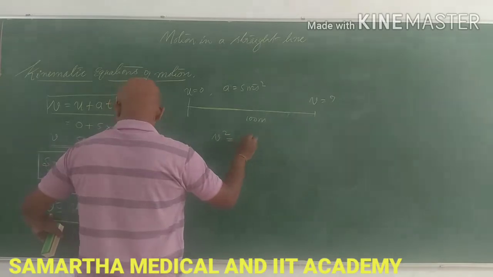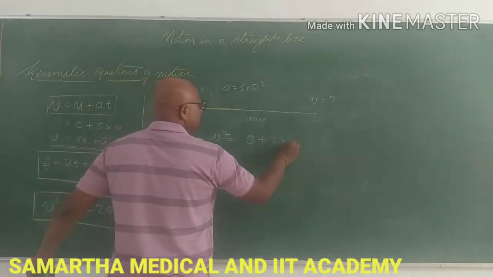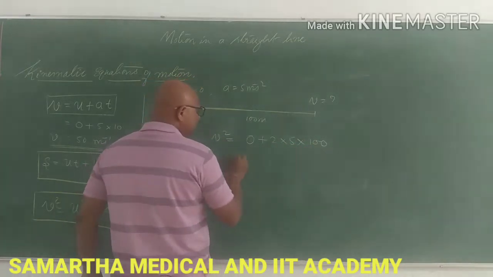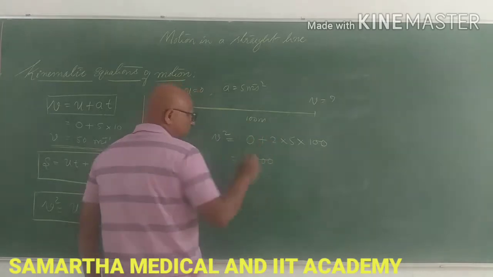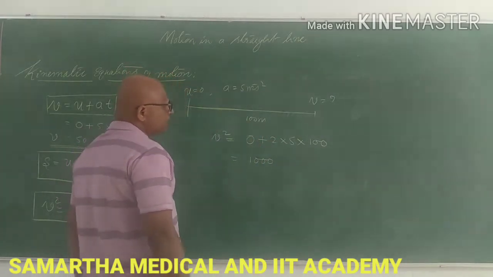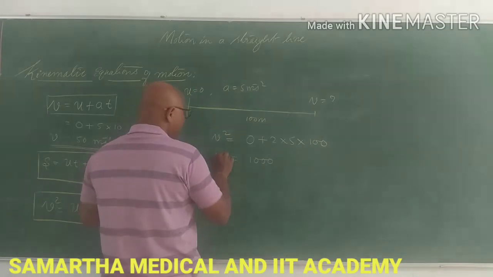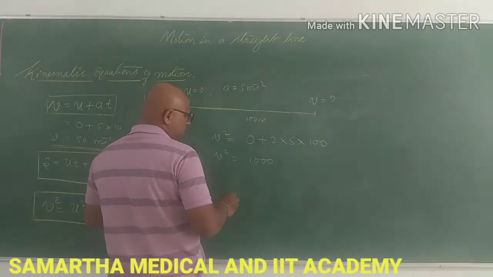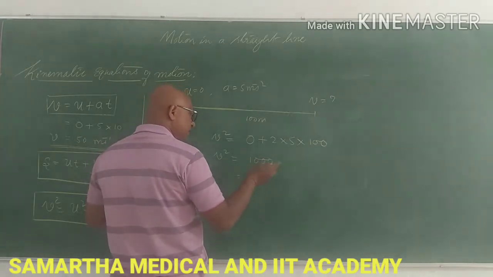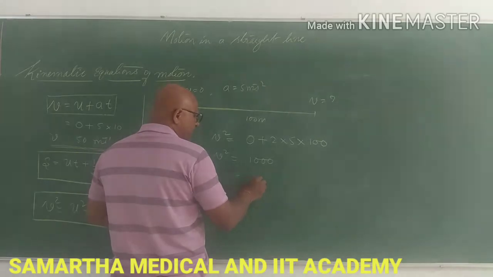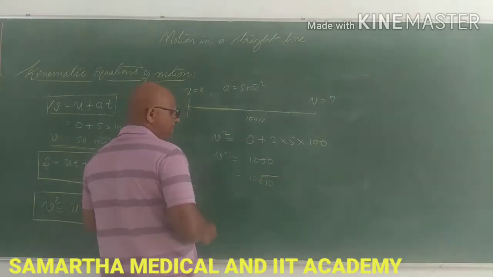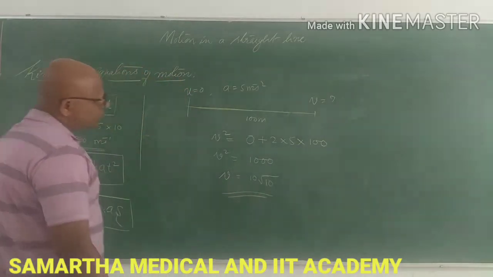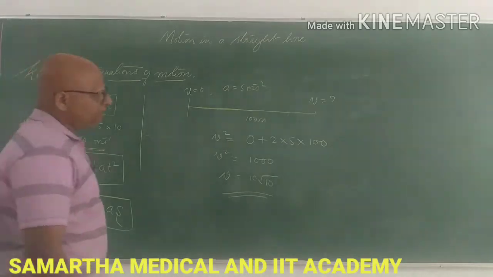v square is equal to u square, which is 0, plus 2 into a, which is 5, into s, which is 100 meters. 5 2s are 10. 10 into 100 is 1000. So v square is equal to 1000. So can we write it as 10 into 10? Not possible. You can write it as 10 into 100. So v is equal to 10 into root 10. So it is 10 root 10 meter per second. That is the velocity of the particle.